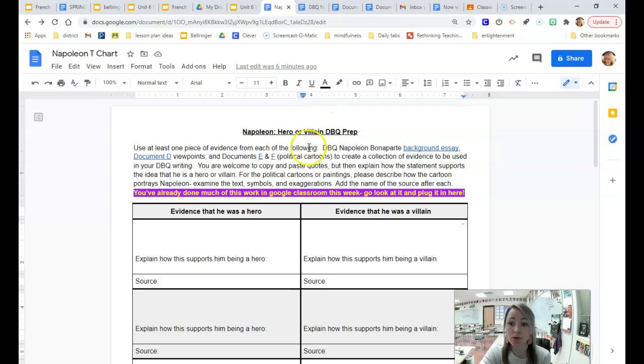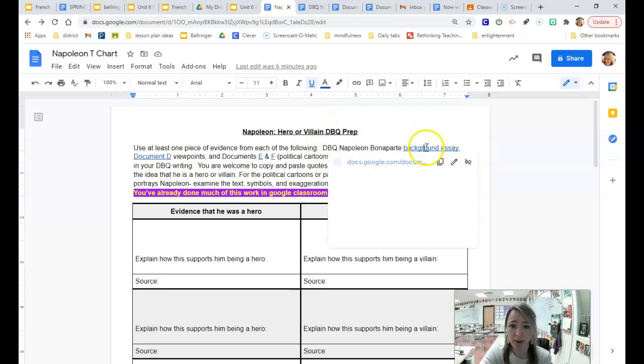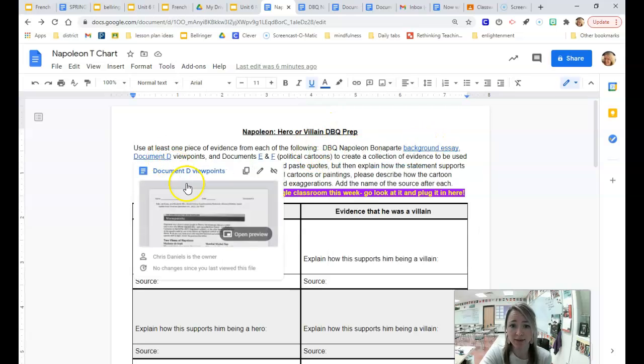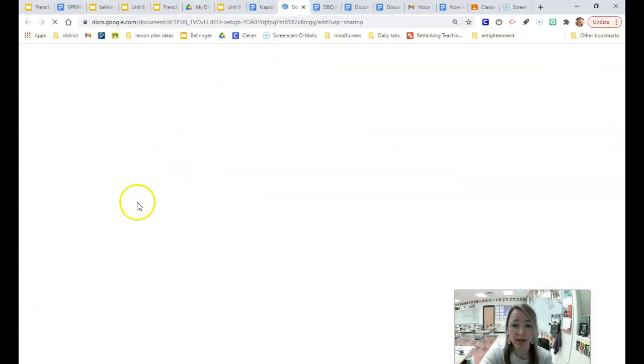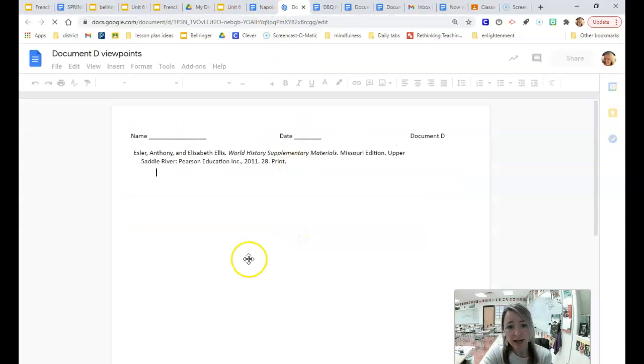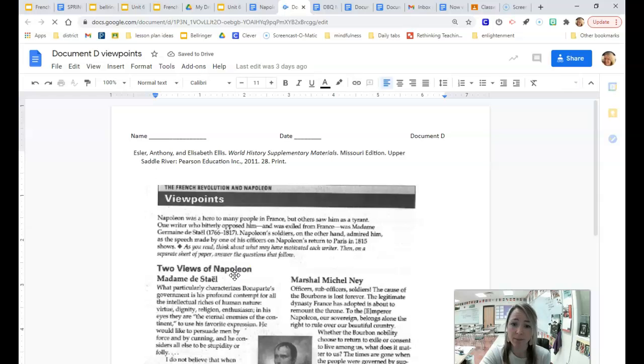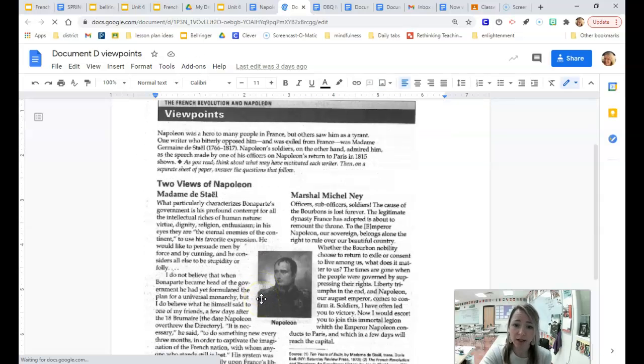All right, so you'll need to use at least one piece of evidence from that essay. You'll need to use at least one piece of evidence from this document D viewpoint. This you were asked to read yesterday, and some of you didn't get to it, and I get that. But, okay, go ahead and look at this one as well. Okay, there's two different viewpoints on Napoleon again, so that should be really helpful.